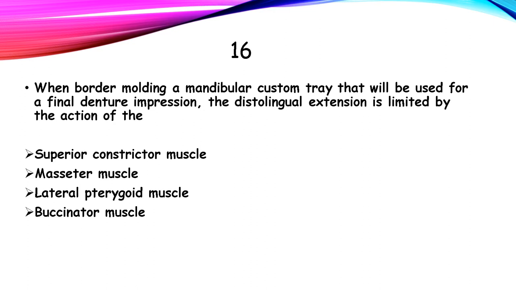Okay. Next question. When border molding a mandibular custom tray that will be used for a final denture impression, the distal lingual extension is limited by the action of. Coming to the discussion part. Before moving to discussion, let's move on to the options. They are superior constrictor muscle, masseter muscle, lateral pterygoid and buccinator muscle.